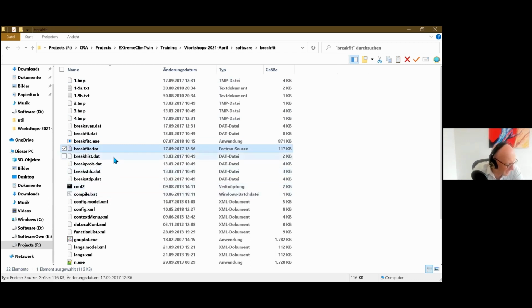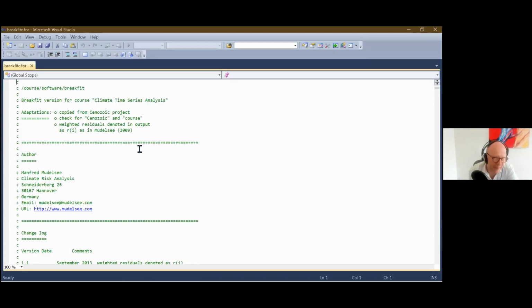And then you can rerun it. So there exist many good free Fortran compilers. A compiler is a software that generates a computer software from the source code.